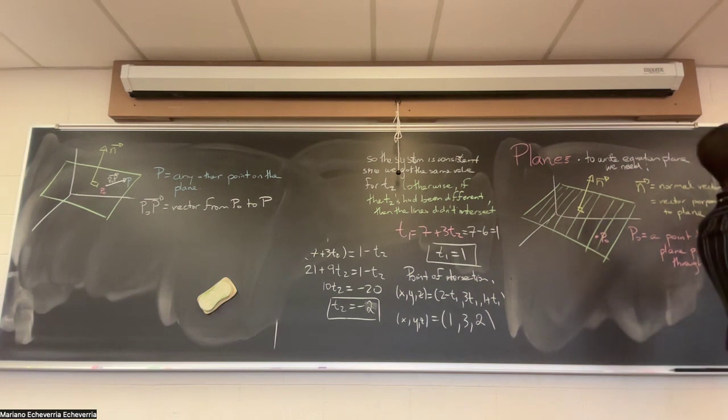So what I'm saying is that you have a point on the plane, which is here. You have another point on the plane, which is here. I'm connecting these two with the vector P naught P, which is what you see here.